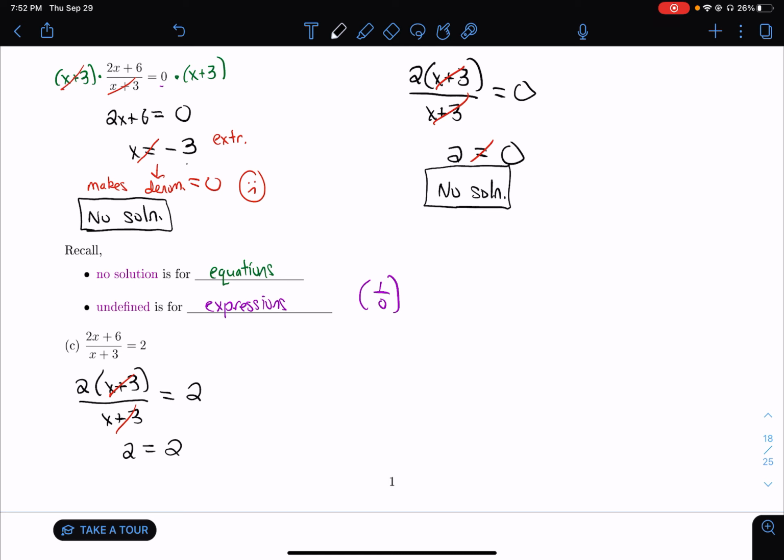Okay, so this time when I simplified my equation, I just end up with something that's just true. 2 equals 2, that's a true statement. In fact, this is going to be true for all values of x except one value. The only bad value is something that would make the denominator 0 here, and that's negative 3. That means for this equation, every value of x except for negative 3 is going to be an answer.